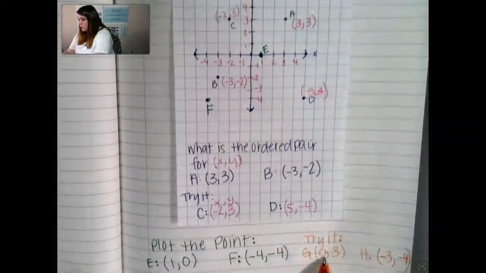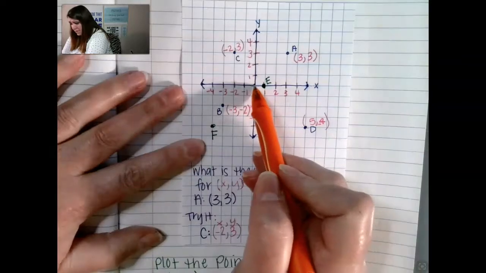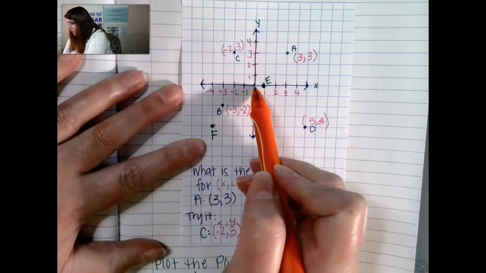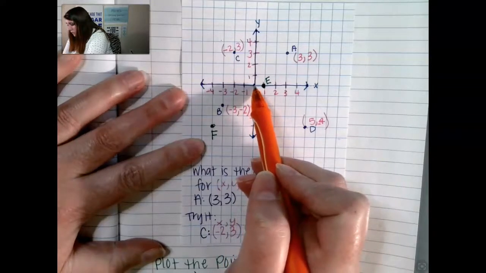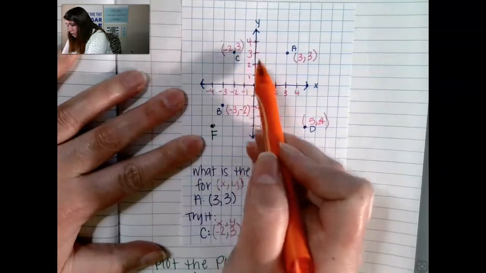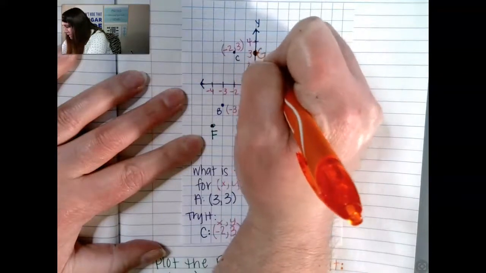Okay, so 0, 3. Well, 0 is right here. I'm not moving anywhere. And then I'm supposed to go positive 3. So don't move anywhere on X because it's 0. And then I'm going to go up 3. 1, 2, 3 is right there. And that is G.